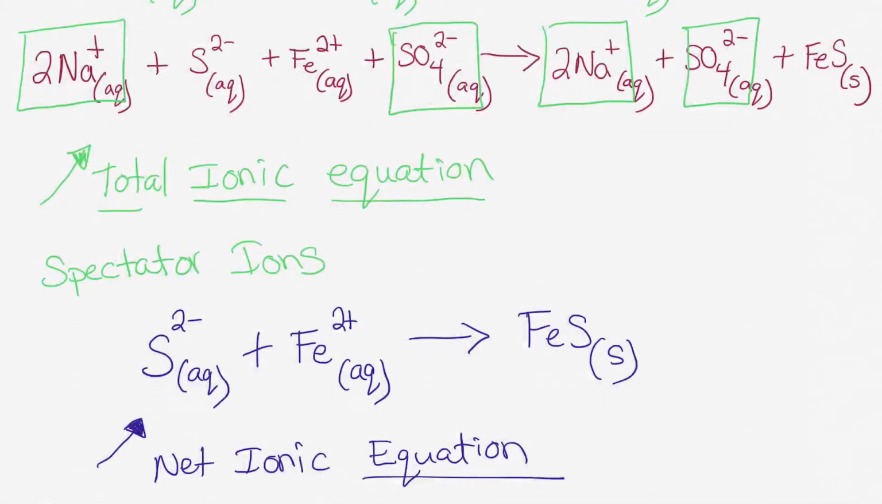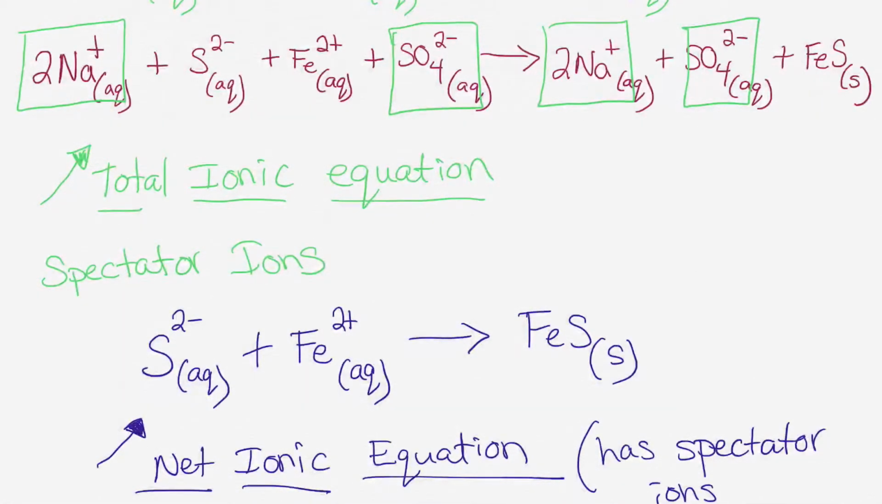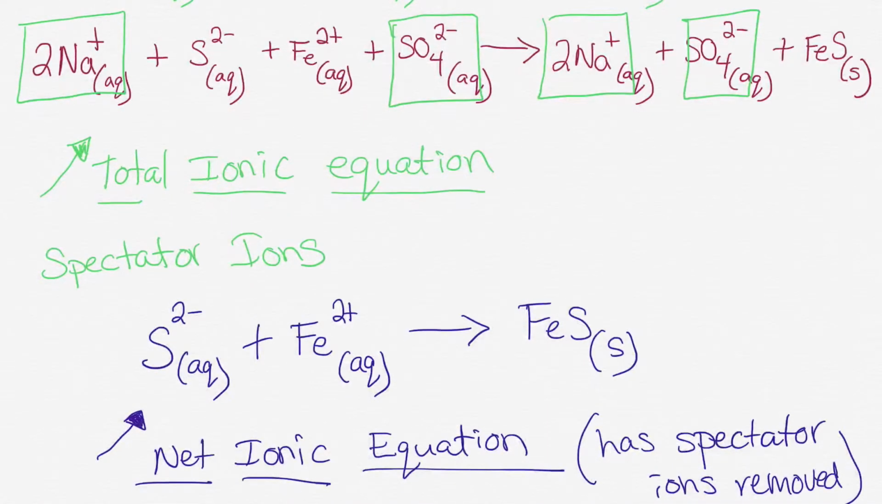So again, it's a chemical equation. It's showing our ions, but instead of showing the total, we're showing the net value of the ions. So the idea is that we got rid of our spectator ions. So our net ionic equation has those spectator ions removed. And really, that's because those spectator ions are not changing as part of the reaction. So they're not necessary to write in the reaction.